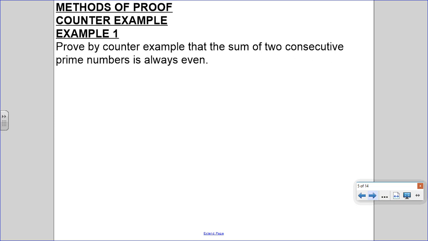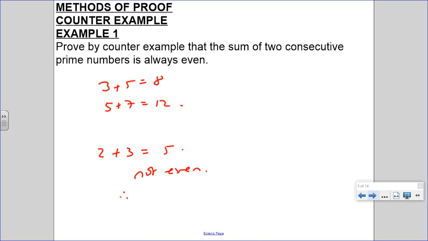So let's think about it. Let's think of some prime numbers. So 3 plus 5 is 8. That's even. So I can see why they're saying it. 5 plus 7, that's 12. That's even. But why don't I try the first 2 prime numbers that come to mind? 2 plus 3. That's 5. Not even. Okay. Therefore, by counterexample, because I have provided an example that says this doesn't work, the statement is not true.